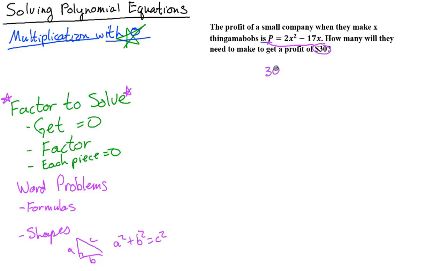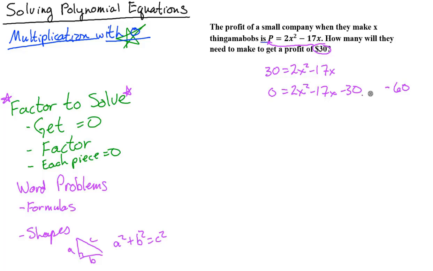When you stick the 30 in there, 2x squared minus 17x, you should realize you cannot solve this with chapter 2 stuff. You're going to use the new process, which is getting it equal to 0, factoring, and then setting each piece equal to 0. So subtract 30 from both sides. 0 equals 2x squared minus 17x minus 30. Okay, 2 times negative 30 is negative 60.